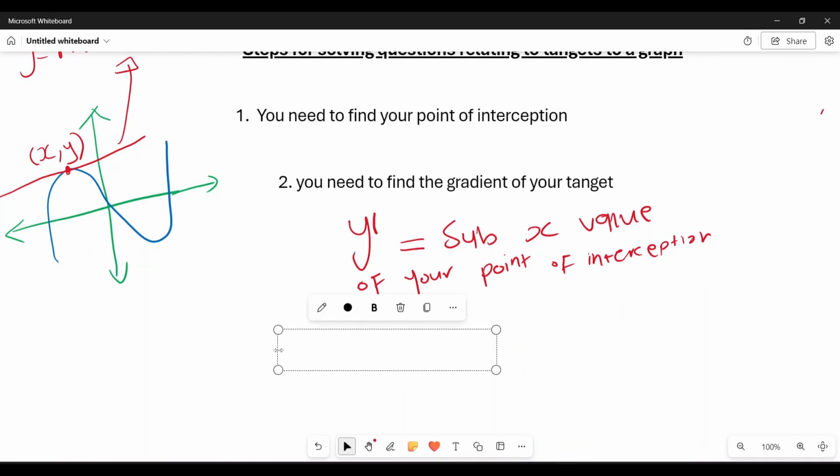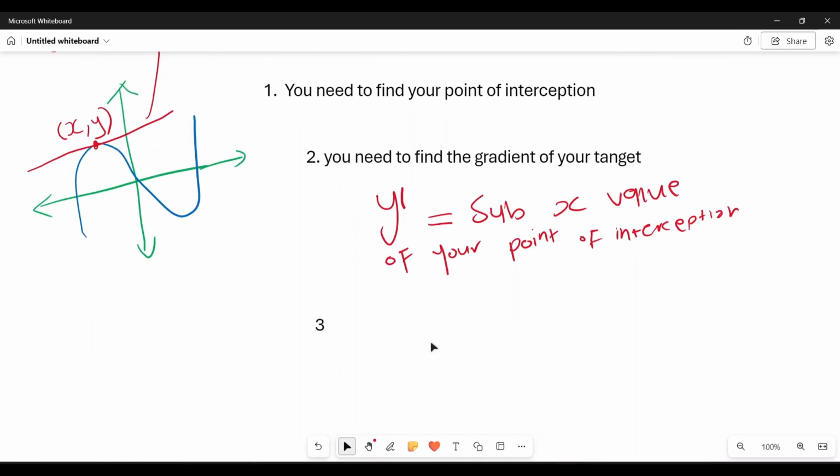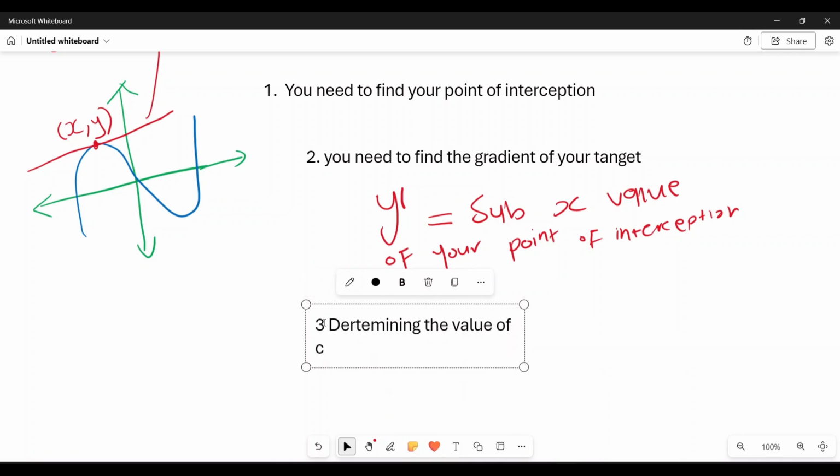Now, with regards to step 3, remember the equation of your line must be in the form y equals mx plus c. You already determined your value of m. What about determining your value of c? So to determine the value of c, which is the third step, here we are determining the value of c. Now, what is c? c is the y-intercept of your straight line graph. Now, how would we go about doing this?